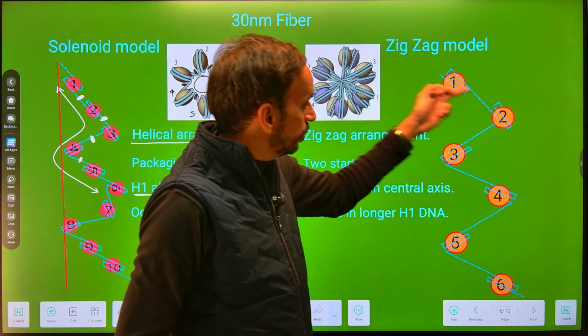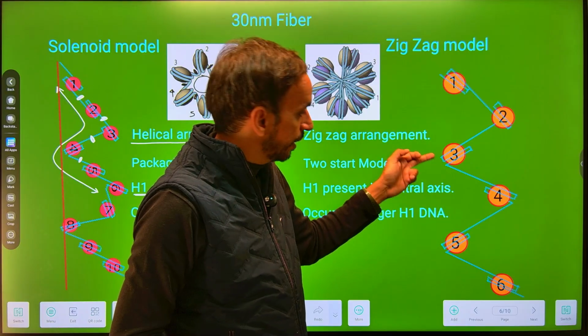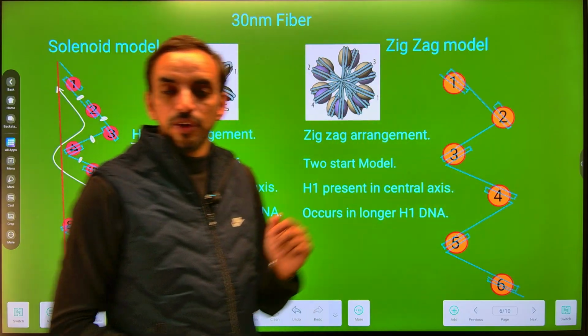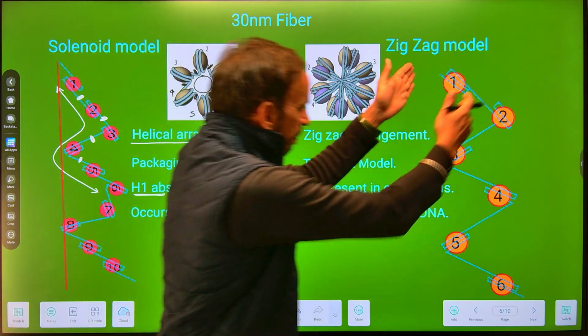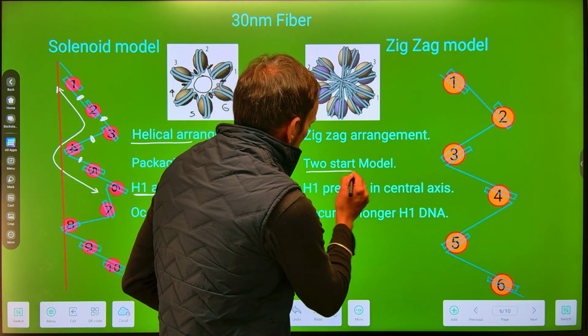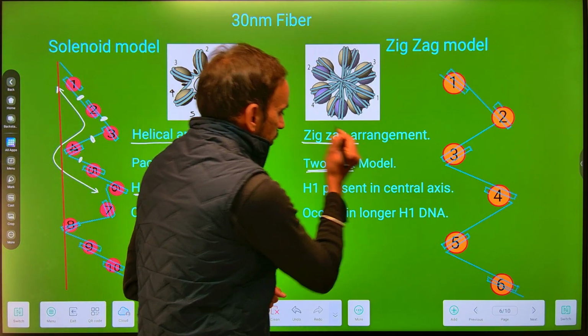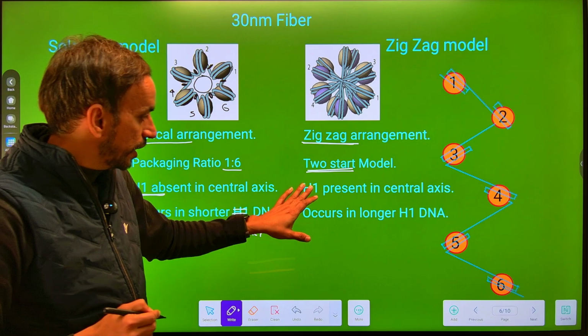There is the presence of 1 nucleosome, 2 and 3, the third nucleosome. It will remain present beneath the 1. There is a 4 which remains present beneath the 2. So in this way it appears like a double standard structure. That's why it is also known as the two start model. इसको अपन two start model कहते हैं. There is a zigzag arrangement of the nucleosome. It is also known as two start model.